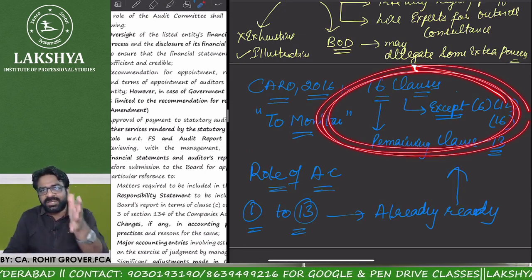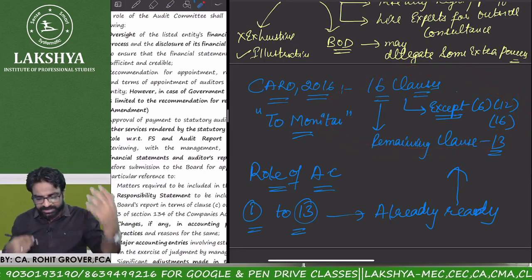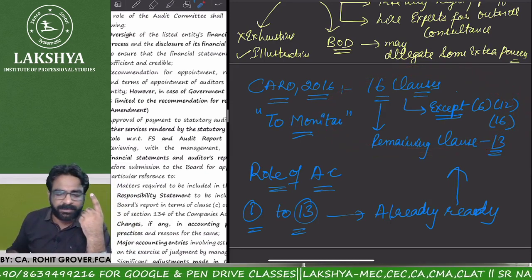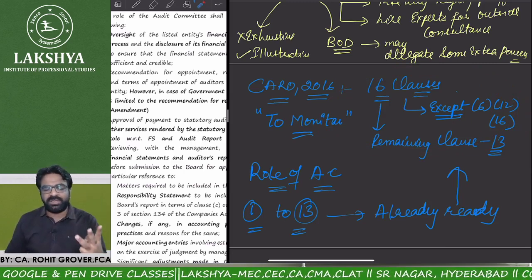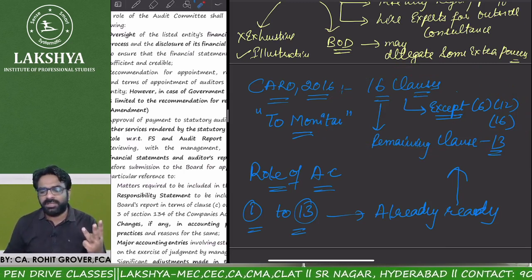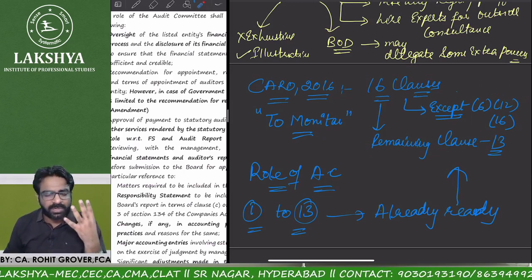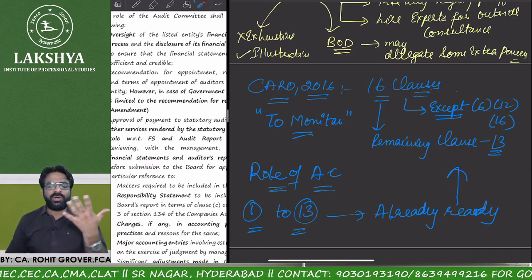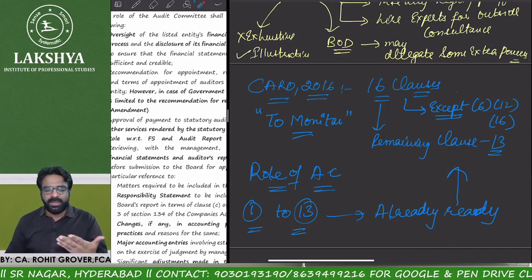6, 12, 16. In the remaining clauses, if you know the heading, just put the word "to monitor". Let's understand. To monitor the fixed assets of the company. To monitor the inventories of the company. To monitor the related party loans of the company. To monitor the intercorporate loans of the company. To monitor that public deposits are being repaid, have not been defaulted.